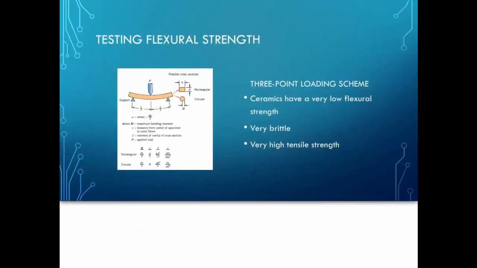This chapter focuses on many different ways to test the mechanical strength of ceramics. The best way to test for flexural strength is a three-point loading scheme where you have a point load in the center of the beam with two supports on each end. We notice that ceramics have very low flexural strength, they're very brittle, but they have a very high tensile strength.